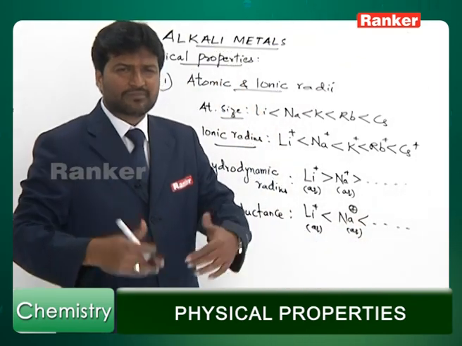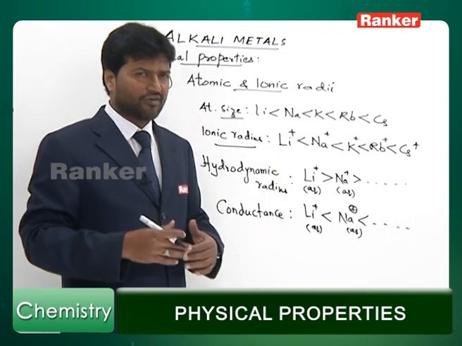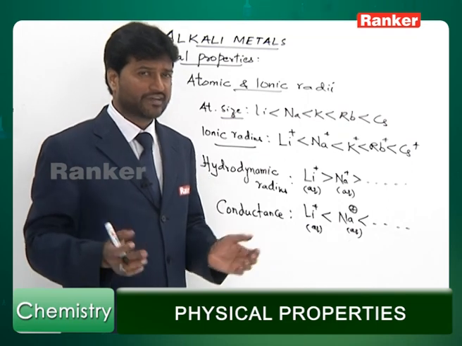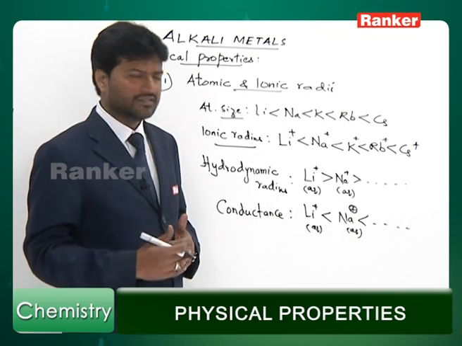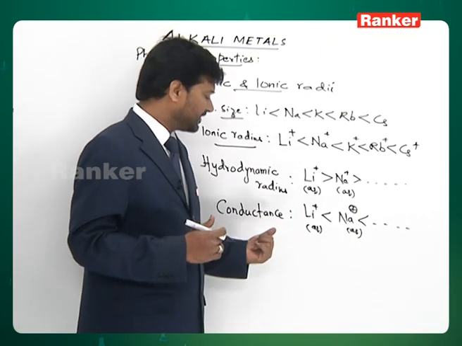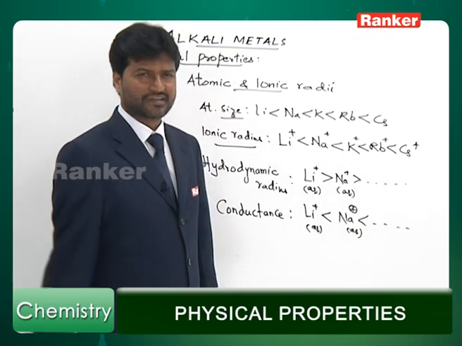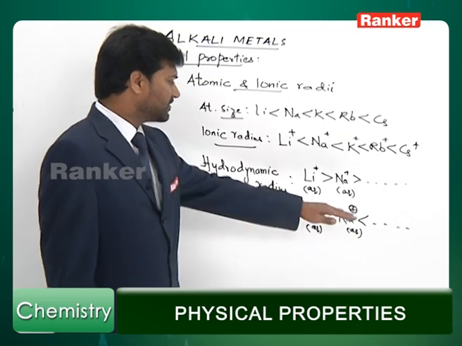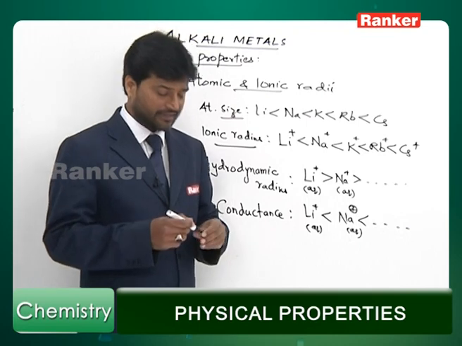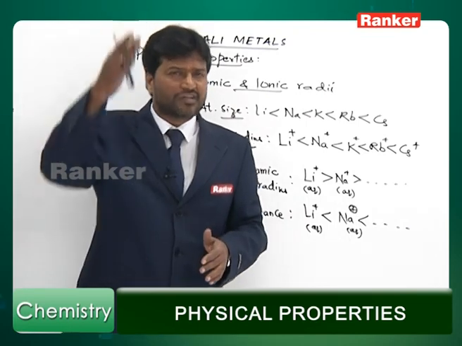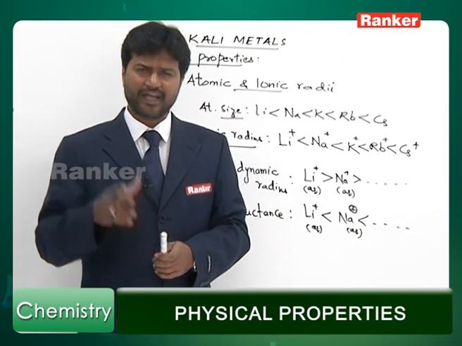The reason is when Li plus moves in aqueous solution, it has to carry all the water molecules which are surrounding it, and due to that the mobility of Li plus will be affected. It will be slower than expected. So, the conductance in aqueous solution is: Li plus has least and Cs plus has the highest conductance value among these cations. So let's once again discuss atomic and ionic radii. Atomic size as you go down the group increases due to addition of new shell. This is quite simple and as expected.